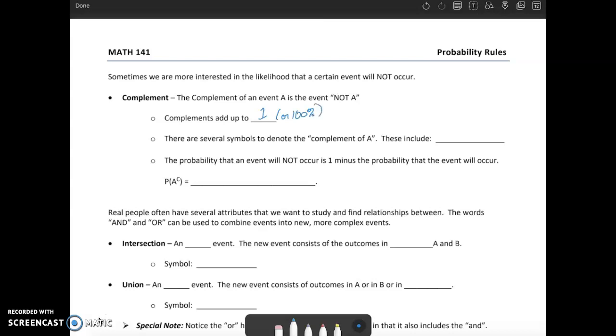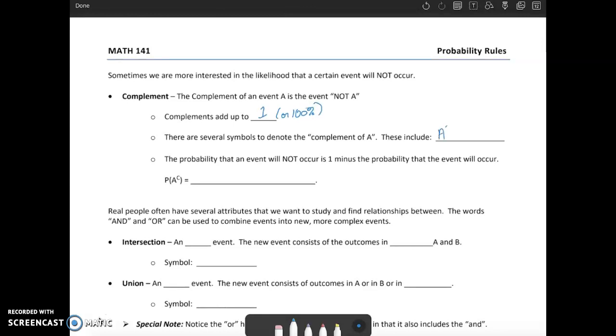There are several different symbols used to denote the complement of A, depending on which text you're using. You may see A superscript C for A complement. You may see it called A prime. You may also see it as A with a bar over the top. I mostly use the first symbol, A superscript C for A complement, but there's no right or wrong way. Those are just the three most popular ways to write the complement of A.